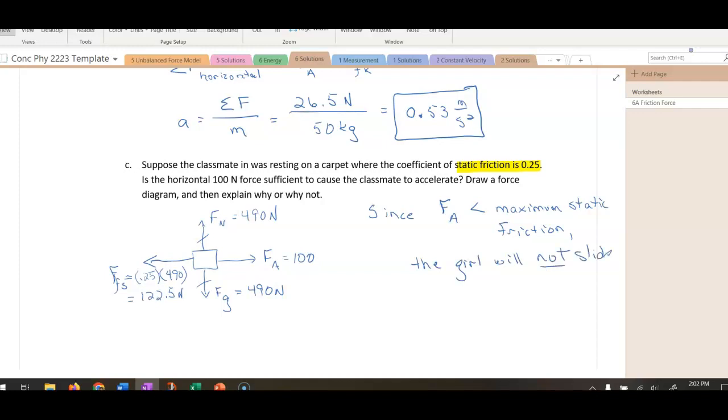Across the carpet, right? The static friction force is large enough to balance the applied force. And so the applied force is not going to be enough to overcome that static friction force.